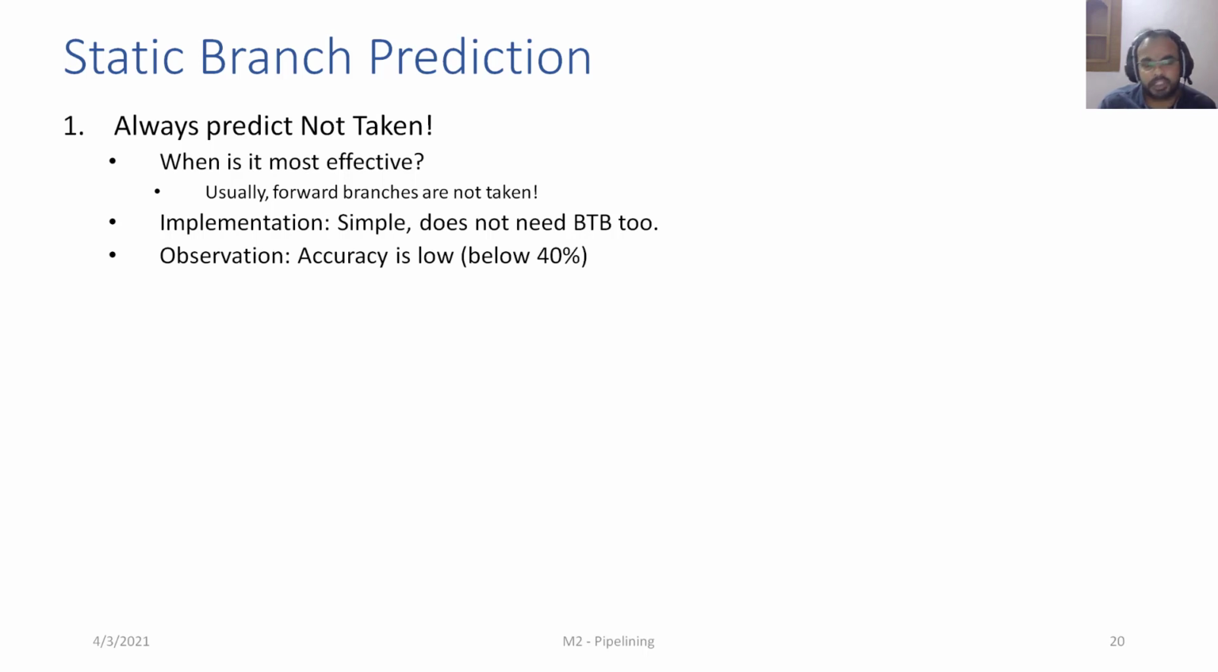And when it was tested on real hardware with actual programs, its accuracy was found to be very low. This was implemented in the Intel i486 processor in 1997.